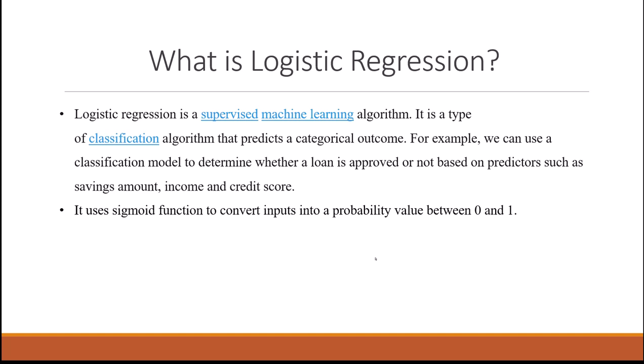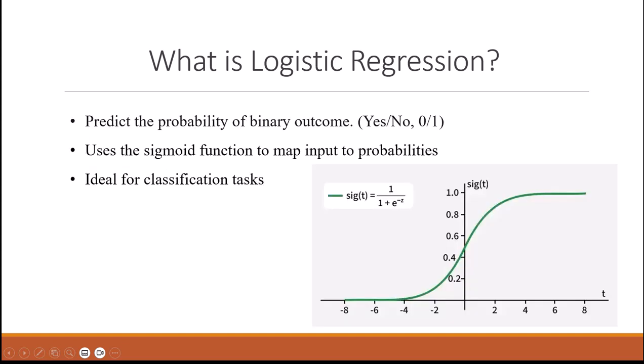For example, if I want to predict whether the loan of an individual is approved or not based on features such as his savings account, income, and credit score, we can use logistic regression. Logistic regression uses the sigmoid function to convert the inputs into a probability value between 0 and 1, that I will explain how. We want to predict the probability of binary outcomes by using the sigmoid function and find the ideal model for classification tasks.